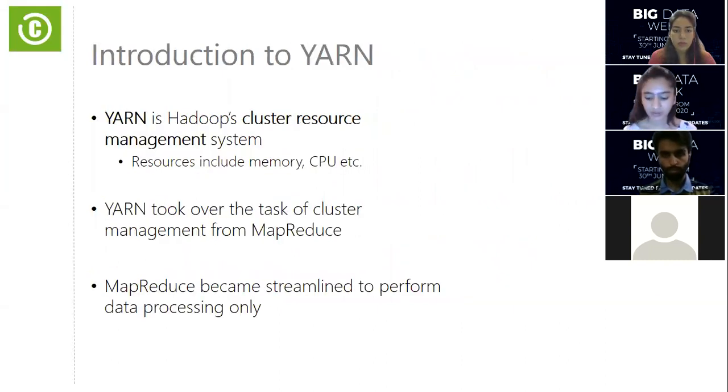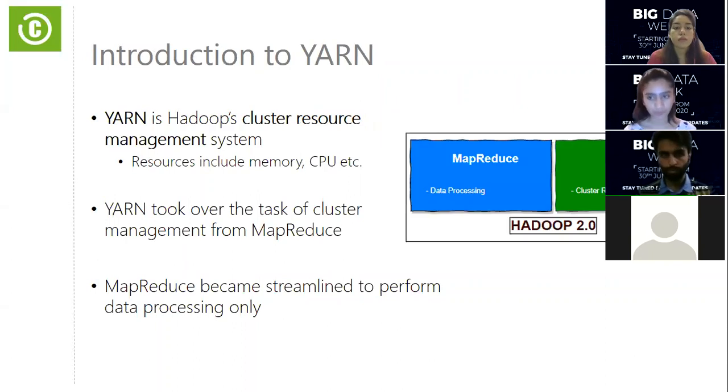This brought rise to Hadoop 2.0, which basically separated Yarn, which separated the cluster resource management and the data processing. So the cluster resource management was now handled by Yarn. Yarn is Hadoop's cluster resource management system. It took over the task of cluster management from MapReduce. So MapReduce became streamlined to perform data processing only. So MapReduce could only focus on data processing, whereas Yarn was handling all the resource allocation on the cluster.